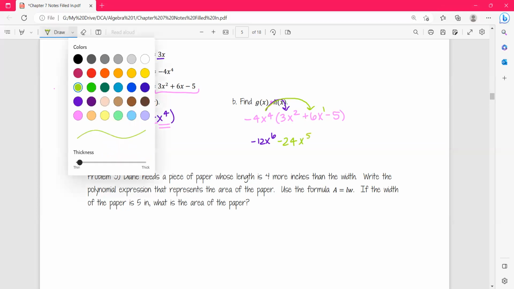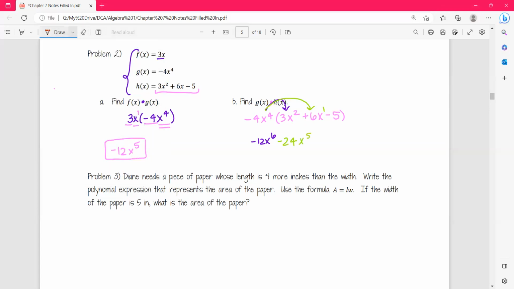And then one last distributing. Negative 4x to the 4th times negative 5. Negative 4 times negative 5 is positive 20. x to the 4th has to come along. And there's my final answer. So be careful when we do the distributing.